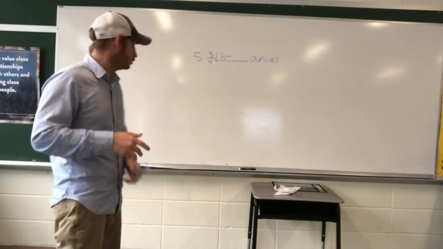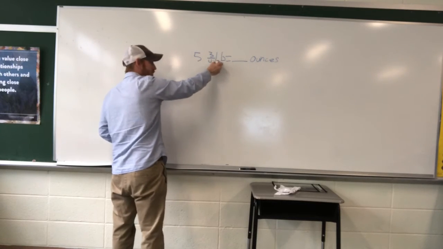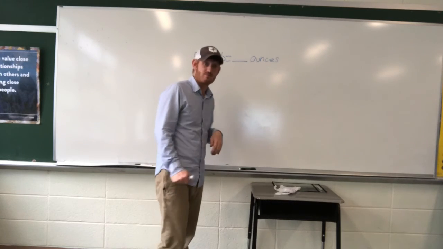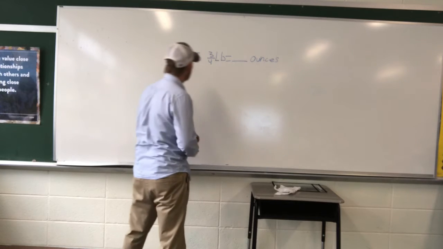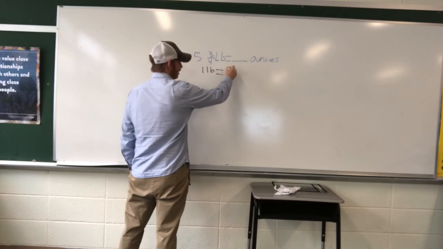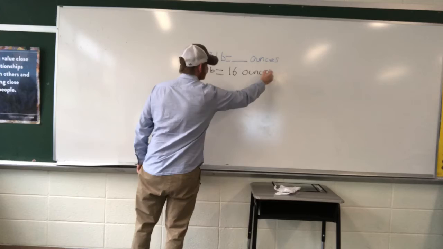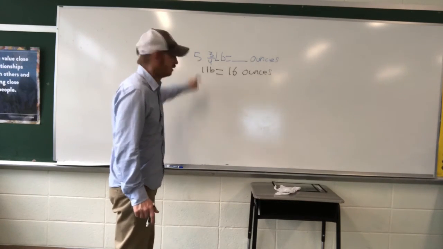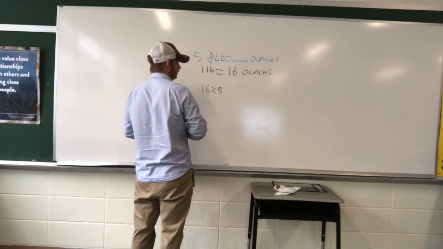The one problem we're going to do is 5 3/4 pounds, LB equals pounds, and how many ounces is that? So the key, as we've been over, is to remember that 1 pound is equal to 16 ounces. And how many pounds do I have? I have 5. So I have 16 times 5.